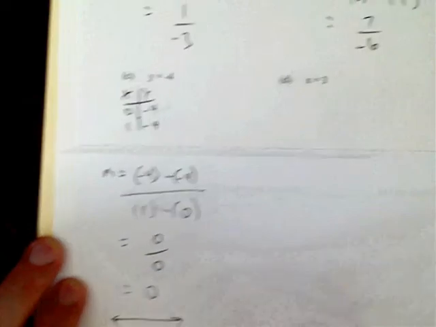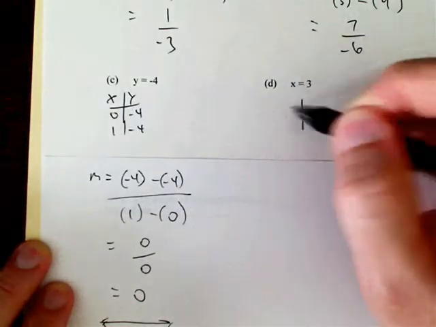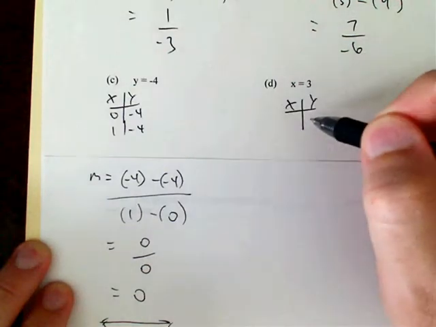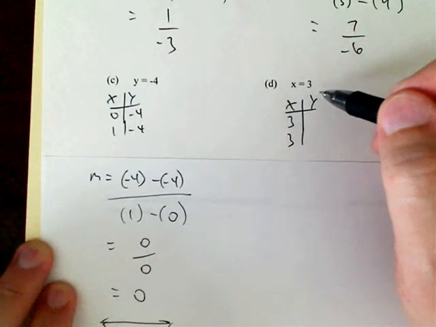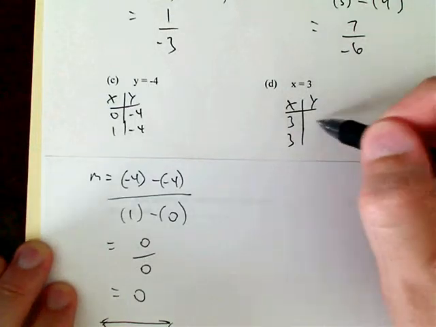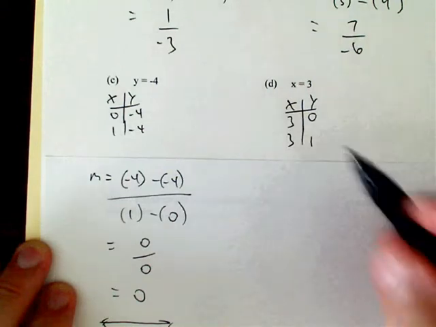Now for x equals 3, we're going to do the same thing. Use a little t-chart. X has to be 3 no matter what. Because when it says x equals 3, that's what it means. X is always 3. Y could be 0 or 1, or whatever number you want to use. I'm going to use the easiest numbers. Going to use the slope formula again.